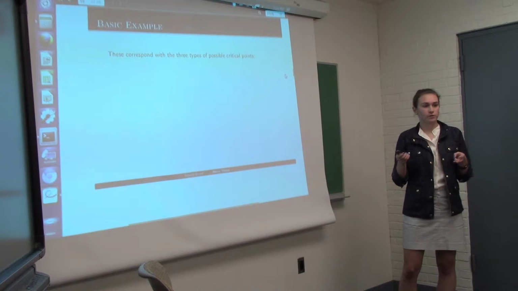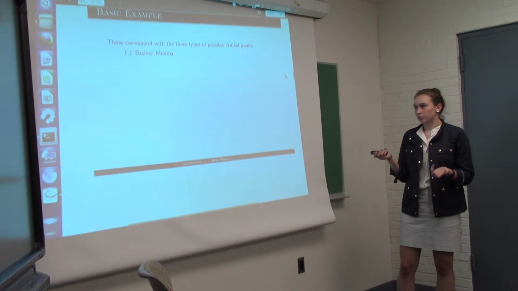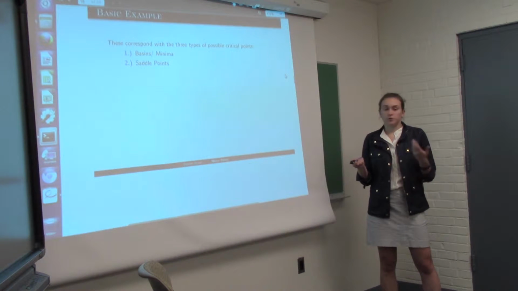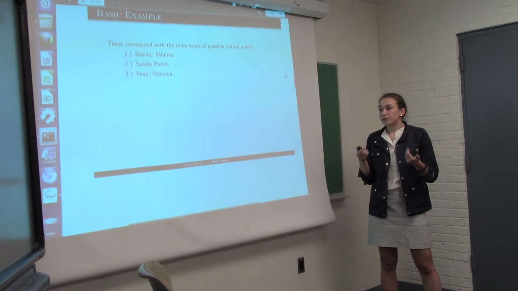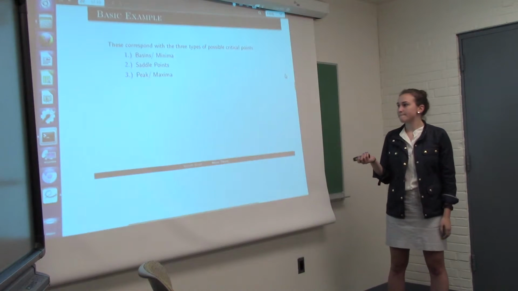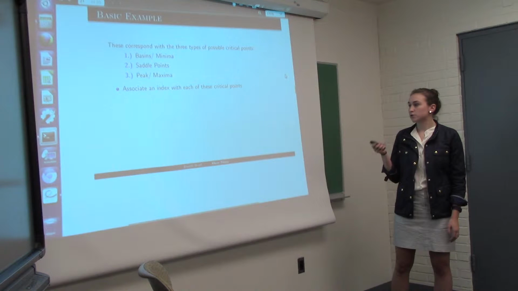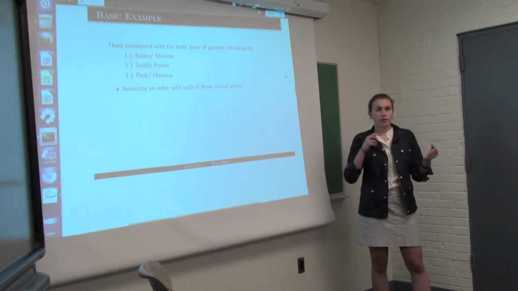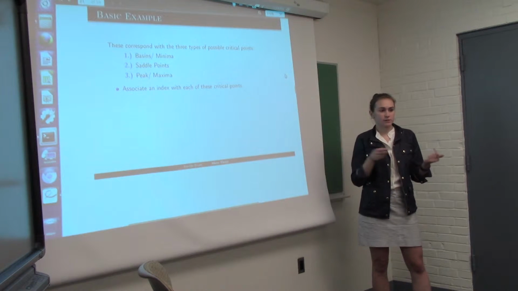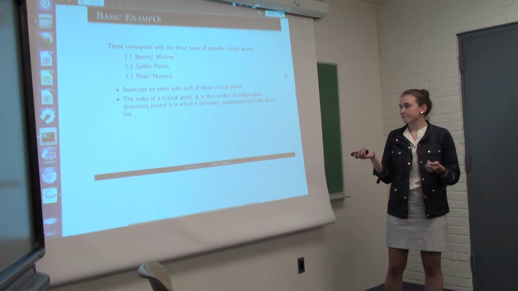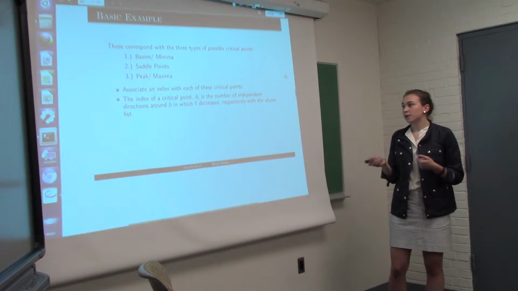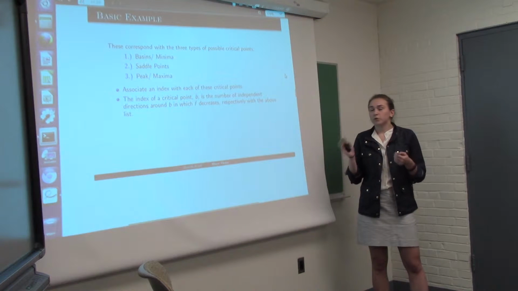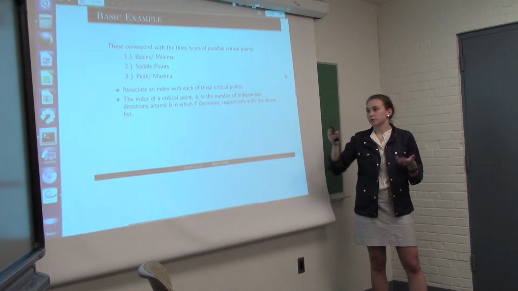Those 3 points that I just mentioned correspond to the 3 critical points. The basins are also known as the minima of the graph. The saddle points are just saddle points. And the peaks are maxima, as you would expect. We associate an index with each of these critical points, and that refers back to the x-axis, y-axis image. The index of a critical point B is the number of independent directions around B in which f decreases, respectively with the above list.